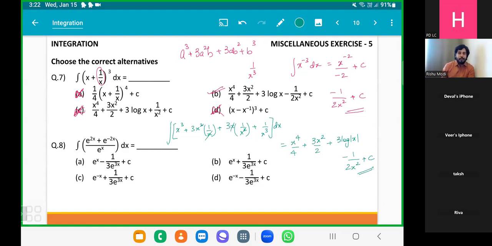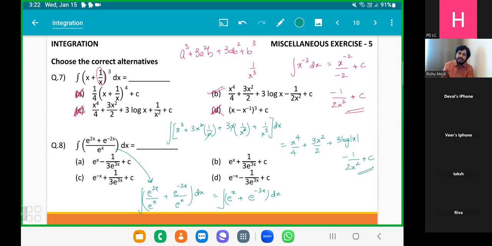Right? Question number 8. e raised to 2x, e raised to minus 2x upon e raised to x. So first step is we split the question into two parts, separate the numerators. e raised to 2x upon e raised to x, e raised to minus 2x upon e raised to x. In the first part, e raised to x gets cancelled. In the second part, law of indices, it gets added. So that becomes minus 3x.